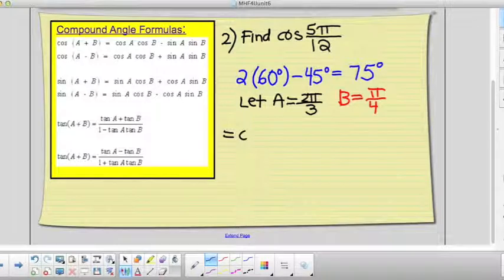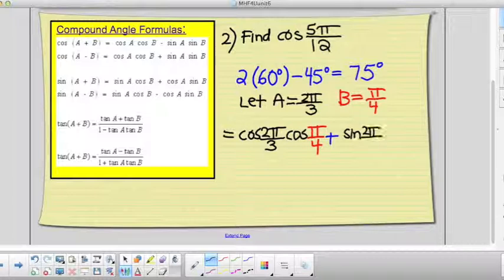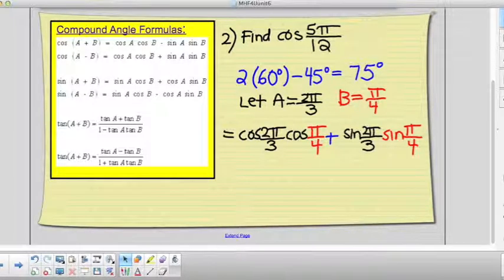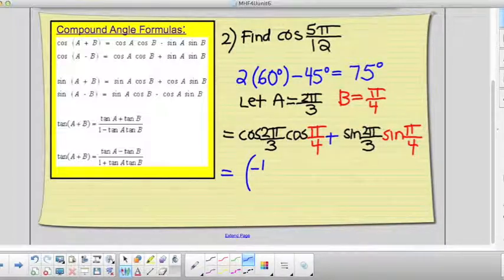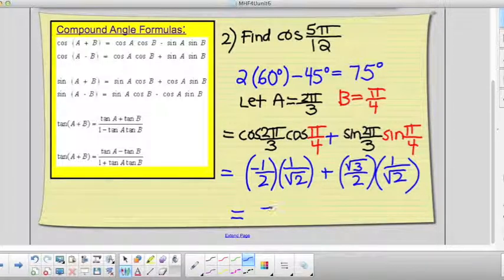I have the same formula as before, cos of 2 pi over 3 multiplied by cos of pi over 4, and we're going to add that to the sine of 2 pi over 3 multiplied by the sine of pi over 4. So that's going to be equal to negative 1/2 multiplied by 1 over root 2 plus sine of 2 pi over 3, which is root 3 over 2, multiplied by 1 over root 2, which is equal to negative 1 plus root 3 over 2 root 2.